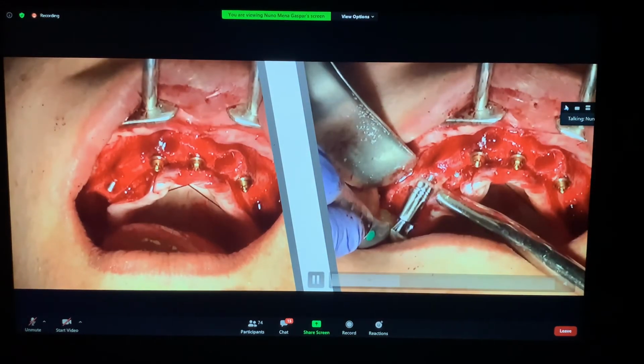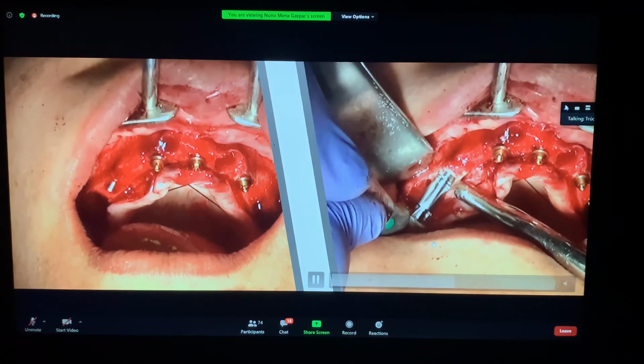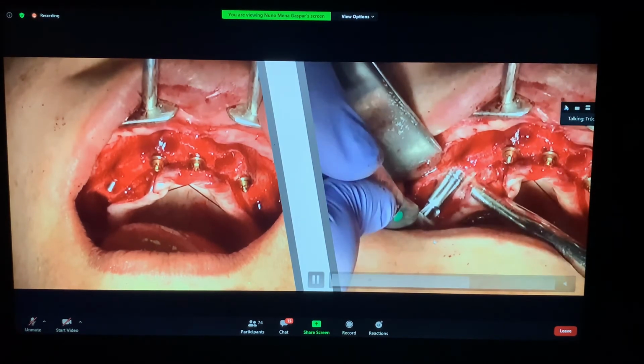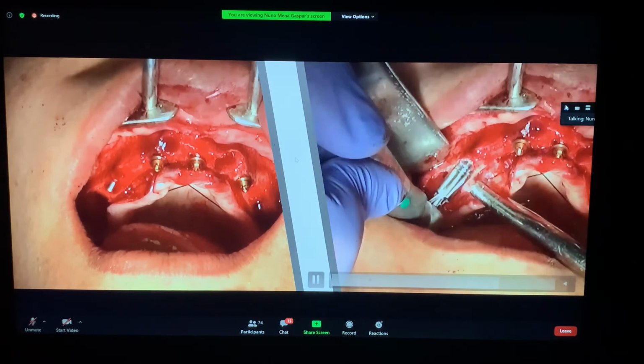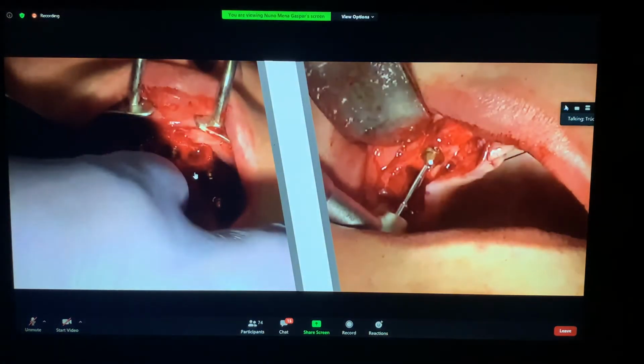multi-unit won't sit. Because of this, okay, this is wider than the implant side, so that's why you need to use that drill.